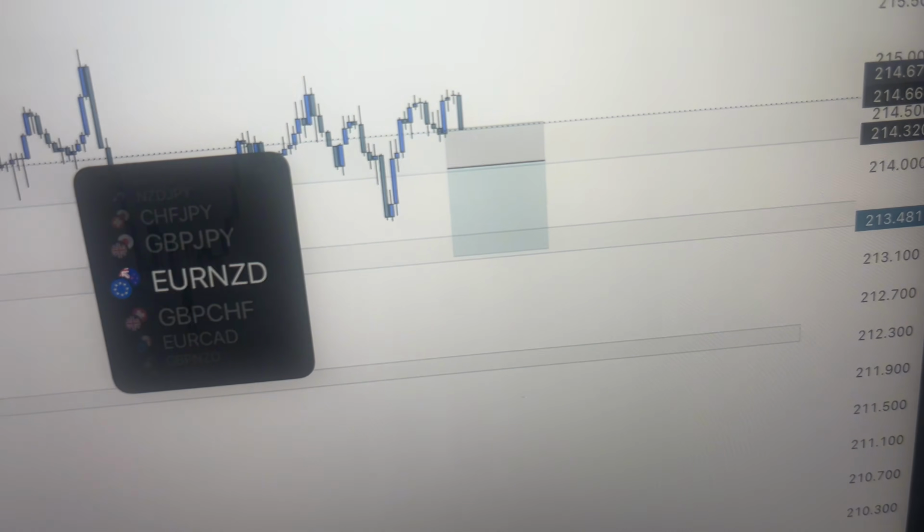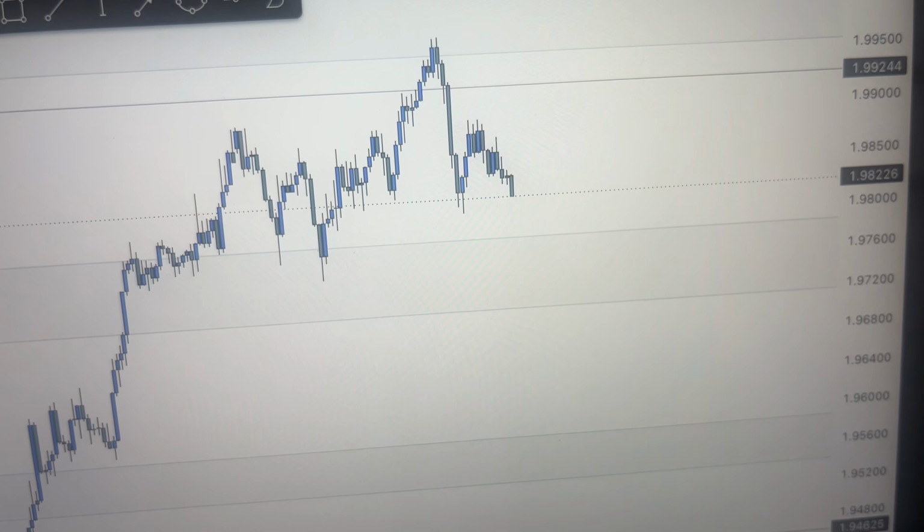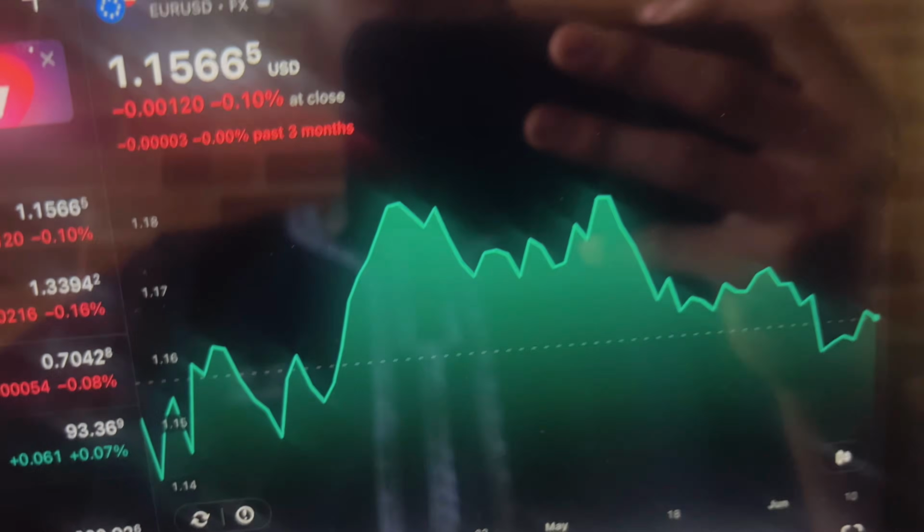And lastly we have Euro NZD. Okay, I was not actually looking at Euro NZD. Guys, those were the pairs I was looking at for this week to trade, but I couldn't take any single trade this week because the setup did not work.